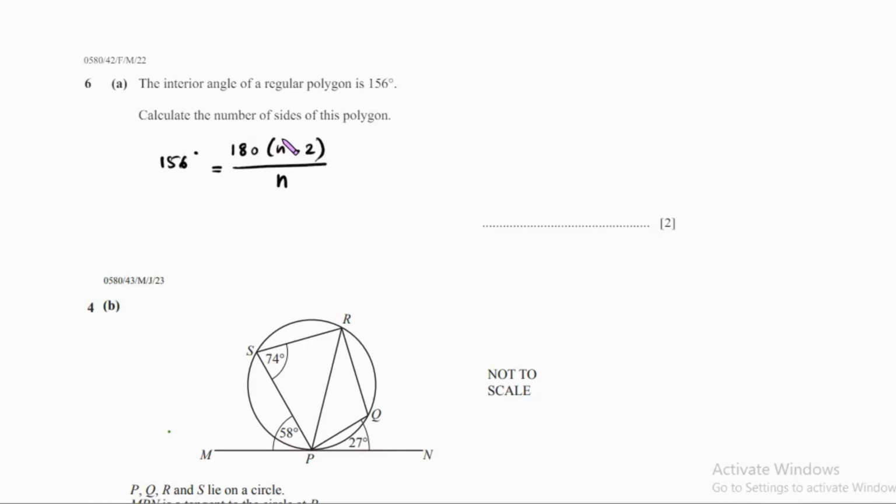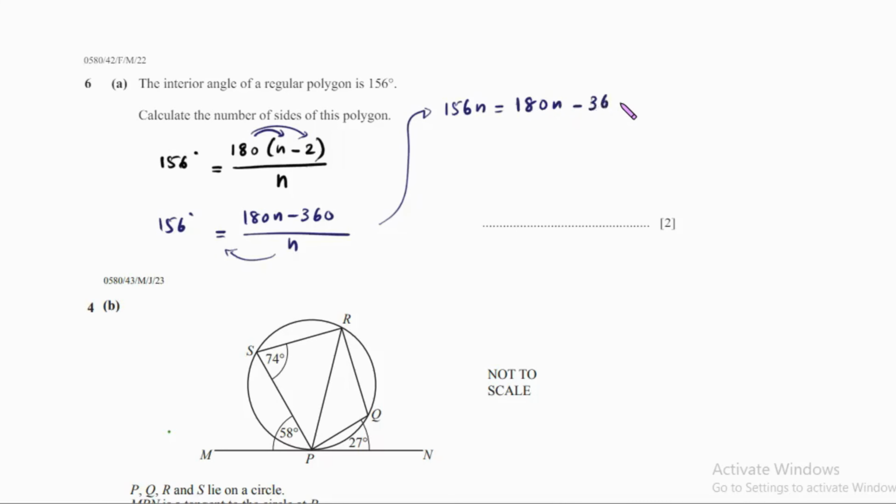So first I'm going to expand this. I'm going to multiply the n and this minus 2 with the 180 that I have here. That becomes 180n minus 360, over this n, is equal to 156. I'm going to bring the n to the other side, that is in the denominator. So it gets multiplied with this 156. This becomes 156n. This is equal to 180n minus 360.